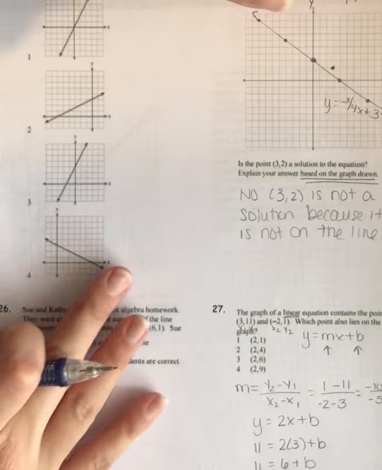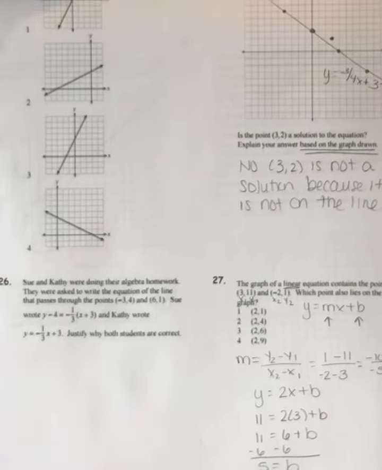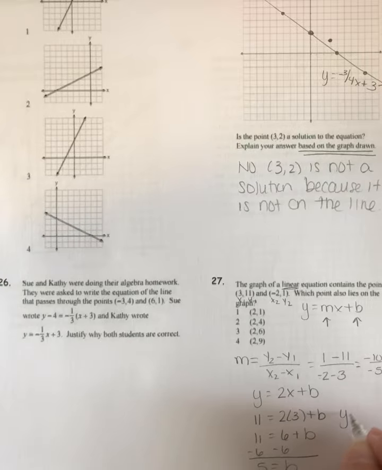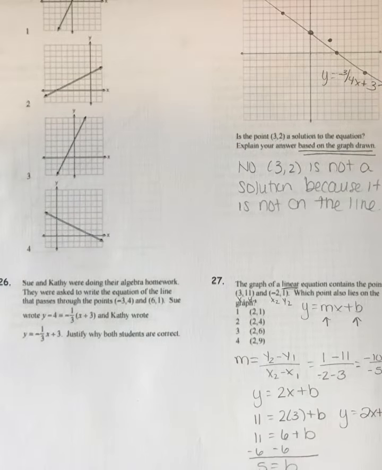Oops, camera cut off a little bit of that. Let me slide that up for you. So I have my b value now. So my equation is y equals 2x plus 5. But we're not done because they didn't just ask us to write the equation. They asked us about another point that's on the line.